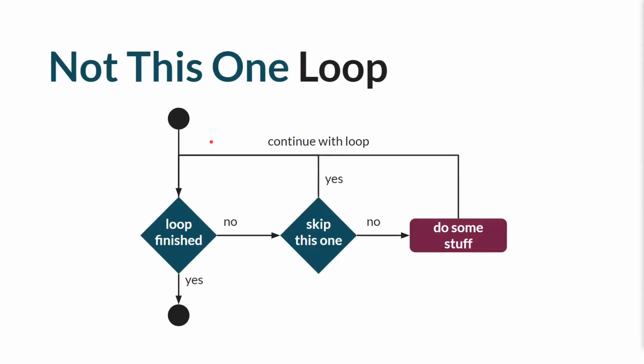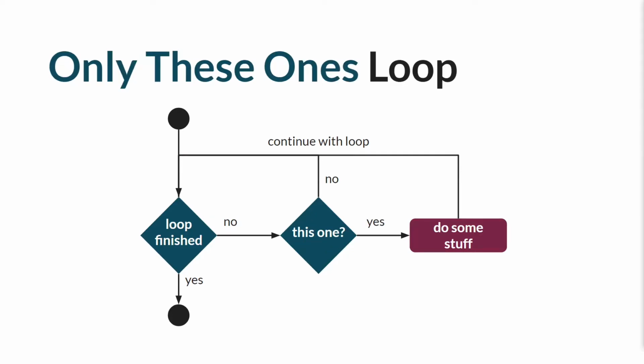In a "not this one" loop, and that's my personal name for it, not anything official, you check at the start of each loop whether or not you should skip that particular iteration. If the answer is yes, then you go to the next iteration and continue with the loop. If the answer is no, then you do something and continue with the loop. And you repeat this process until the loop is finished.